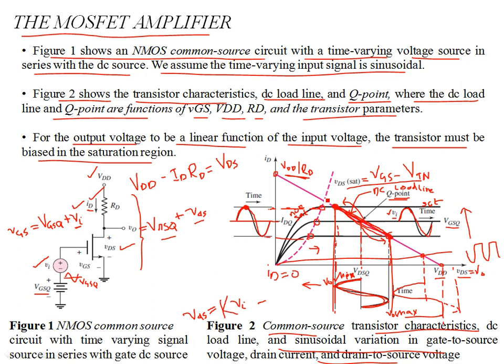So due to this shift in the Q point, first of all, you have determined the limits of the output swing that you can produce. And if the transistor is not biased near the cutoff or in the non-sat regions, you can produce a scaled version of the input and operate the transistor as a linear amplifier. Okay. All right.